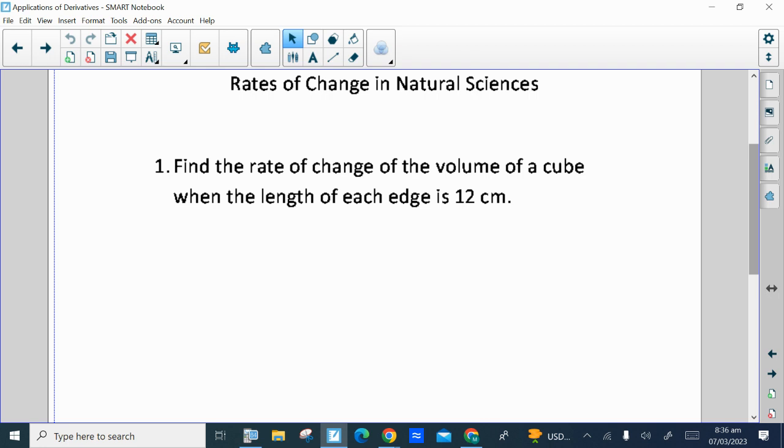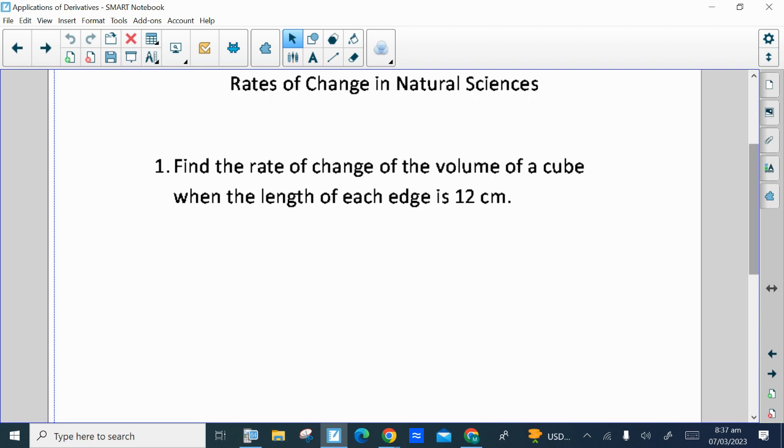This first one asks us to find the rate of change of the volume of a cube when each side length is 12 centimeters. So what this means is that the volume is changing its dimensions. It could be getting larger, starting with an edge length that's less than 12, or it could start with an edge length greater than 12 and get smaller. Doesn't matter.